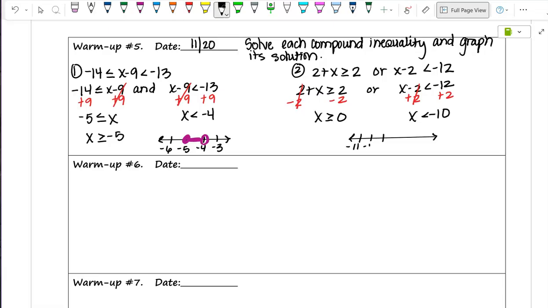So I do the negative 10 part of it, and then I'm going to show that break, and then I'm going to do the 0 part of it. So x is greater than or equal to 0 means I should have a closed circle at 0 shading to the right. And then x is less than negative 10 should be an open circle at negative 10 shading to the left. Again, our and problems are going to overlap, and we're going to shade between the 2 points, whether it's closed circle or open circle. Our or problems are always going to be going away from each other.